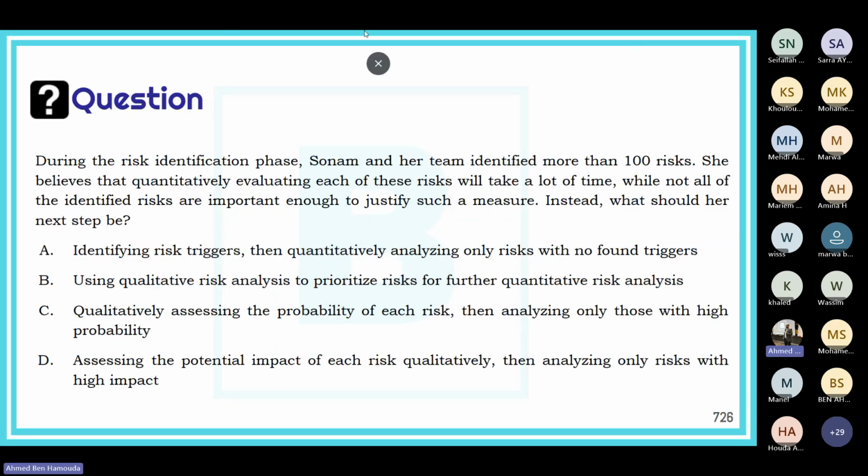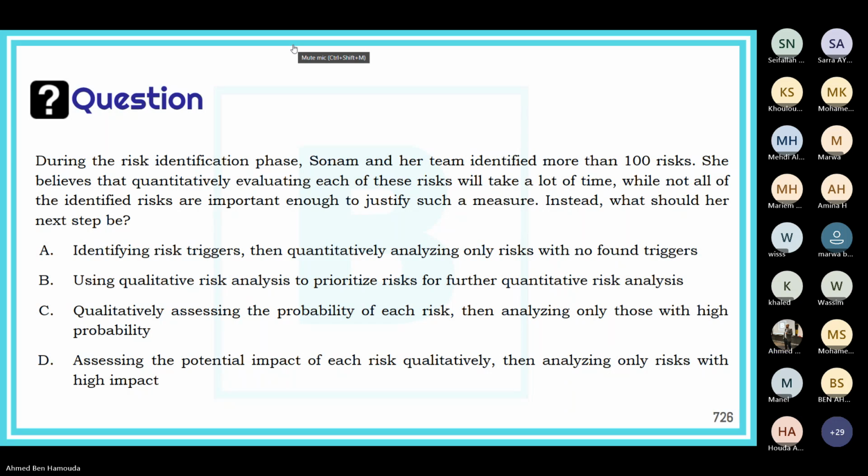All right, let's have one more question here. During the risk identification phase, Sonam and her team identified more than 100 risks. She believes that quantitatively evaluating each of these risks will take a lot of time, while not all of the identified risks are important enough to justify such a measure. Instead, what should her next step be?